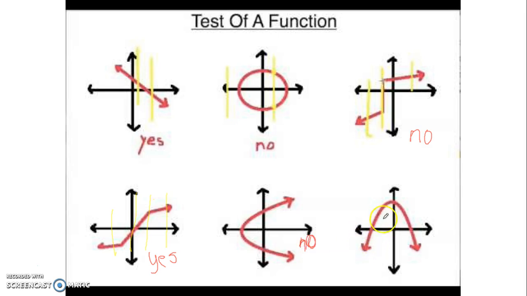And then here, these are called parabolas, by the way. Here it's an upside down parabola. It does not cross in more than one place when we do the vertical line test. So that means this is a function. Right, so that's just a way that we can check really fast and easy whether or not something's a function. It's called the vertical line test.